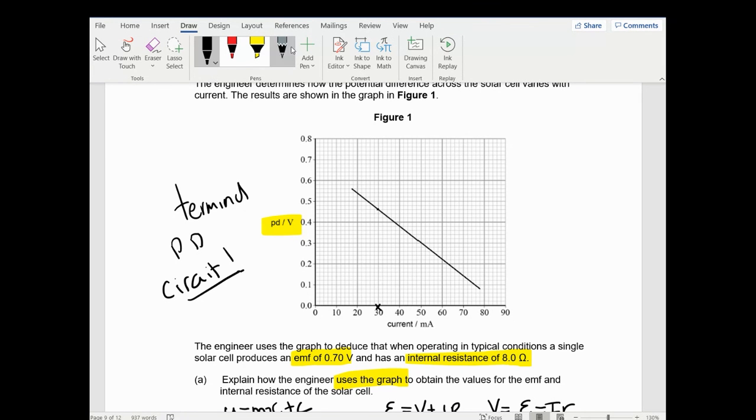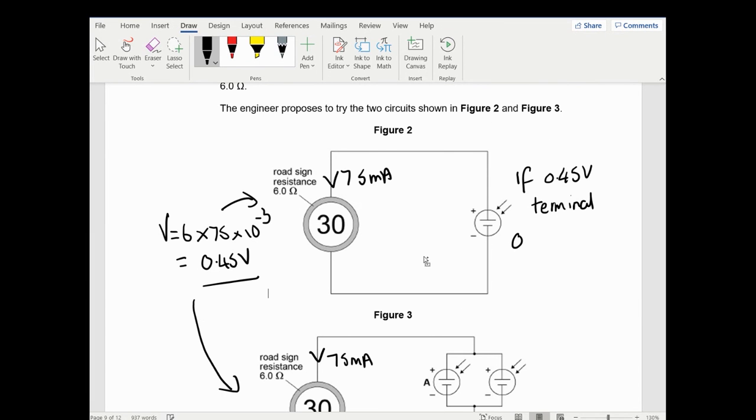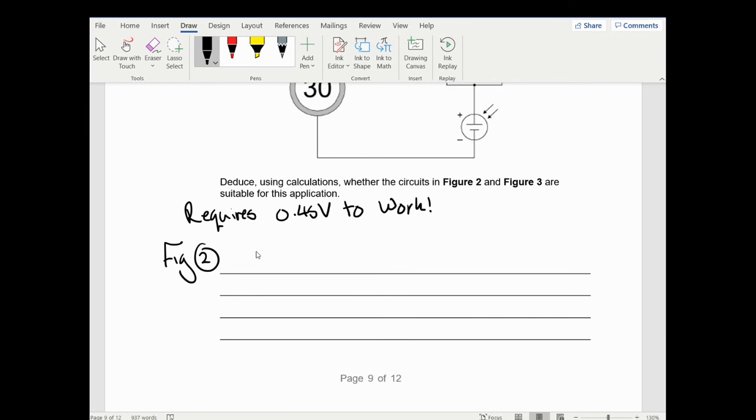So in the situation in Figure 2, if there is 0.45 volts of terminal PD, that is 30 milliamps provided by the cell, which is not enough. Okay, if I had any more current flowing through this, the internal resistor here would take more of that away. So if there was more current flowing, if I go up here, I actually get less terminal PD. So Figure 2, deducing whether Figures 2 and 3 are suitable.